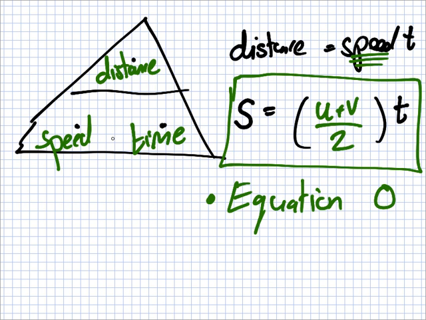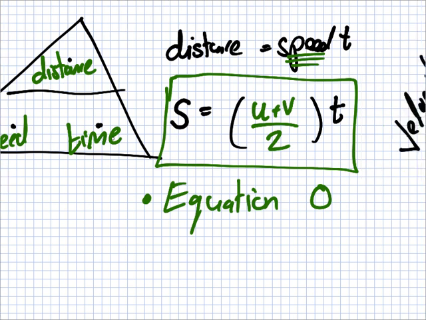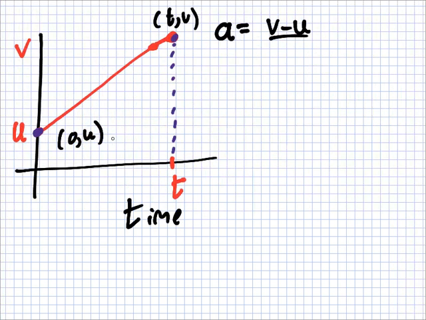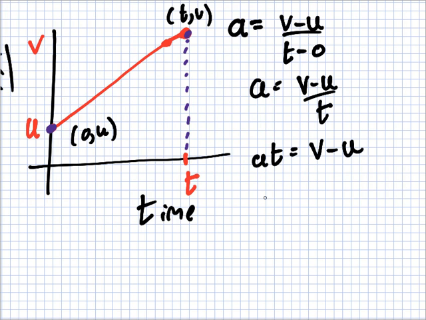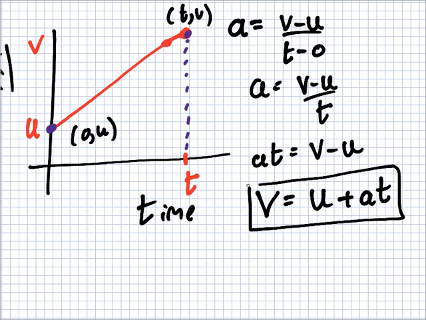Okay, continue. Now let's go back to what I was saying here. We were saying that A is V minus U over T minus 0. So we can say A is V minus U over T. So we could say AT equals V minus U. So we can say V equals U plus AT. This is our next equation. We'll call this one equation 1.